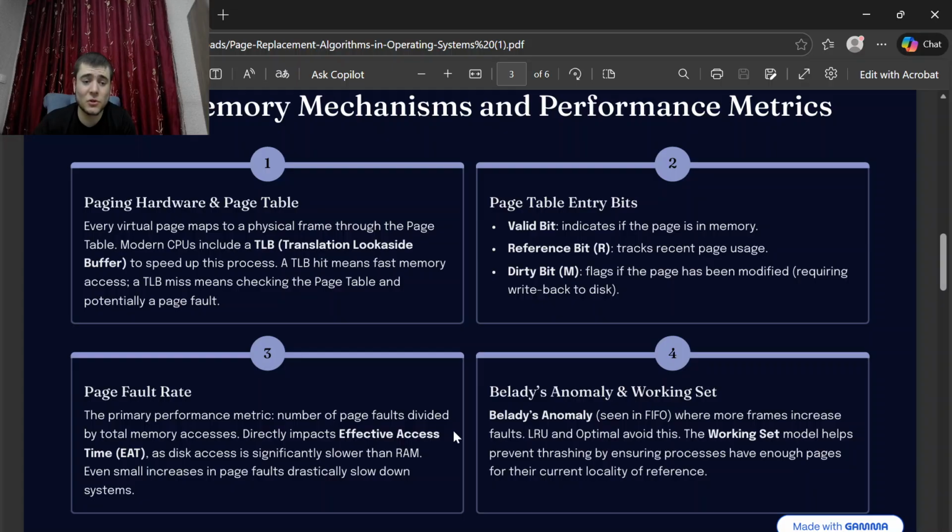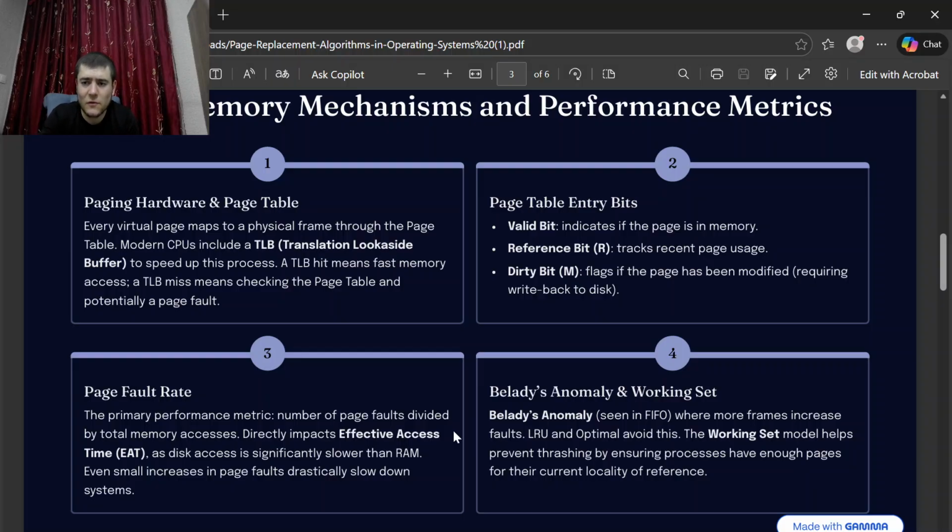Third, page fault rate. The primary performance metric, the number of page faults divided by total memory accesses, directly impacts effective access time, EAT, as disk access is significantly slower than RAM. Even small increases in page faults directly slow down systems.